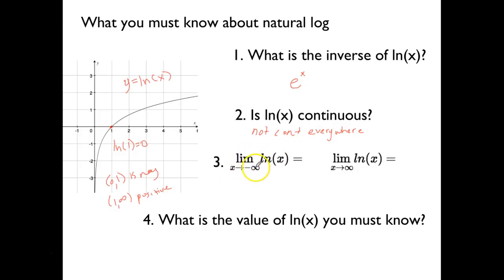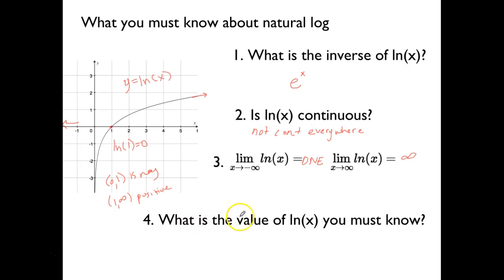The limit as x approaches negative infinity: as you go way over to the left, there isn't anything, so the limit does not exist there. As x approaches infinity, it looks like it might have a horizontal tangent line somewhere, but it doesn't. So the limit as x approaches infinity of natural log is infinity. It just slowly continues to climb forever.